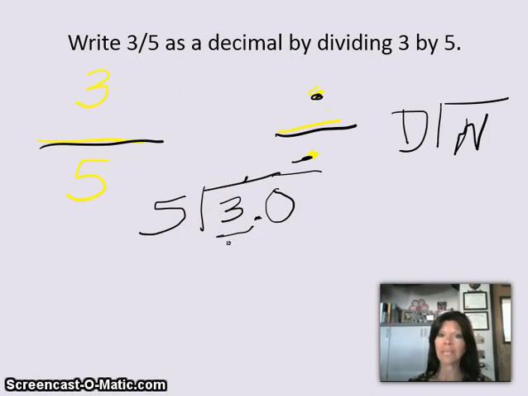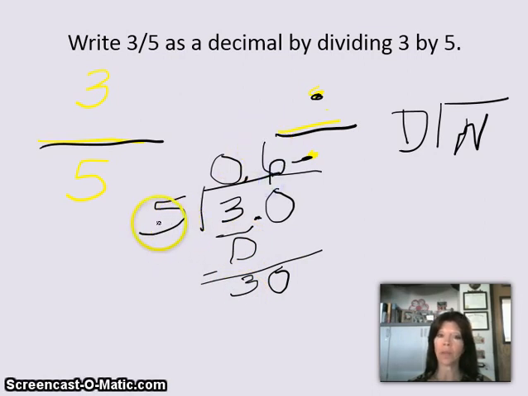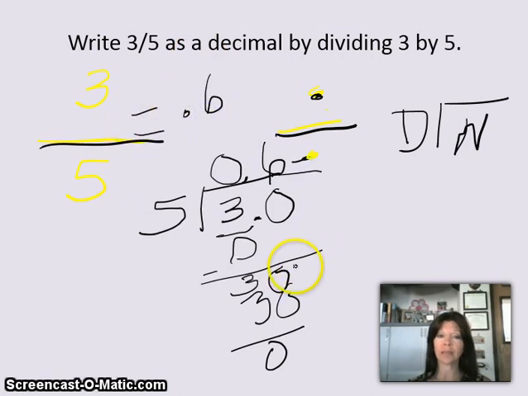5 divides into 3 0 times, so you have a 0 above the line. 5 times 0 is 0. Bring that down and subtract it. You're going to get 3. Bring down your 0. Now 5 can divide into 30. 5 divides into 30, as you know, 6 times. Put your 6 up on top. Multiply 5 times 6 is 30. Subtract your 30. You have nothing left over. So 3/5 as a decimal equals 0.6. And that's how you divide a fraction to come up with a decimal.